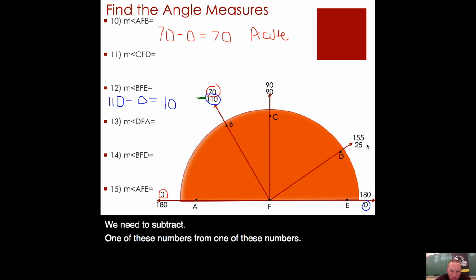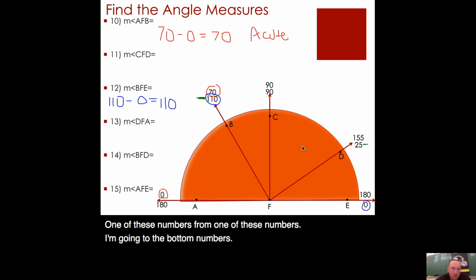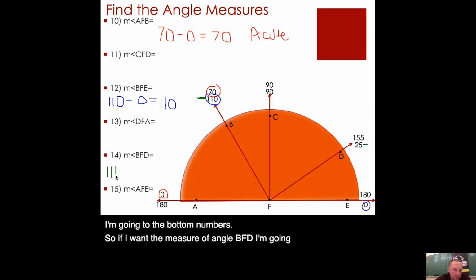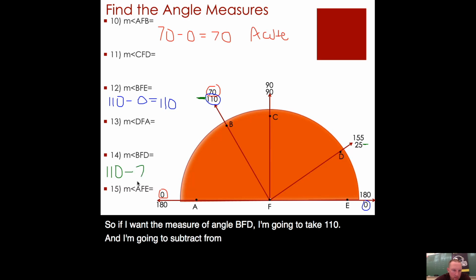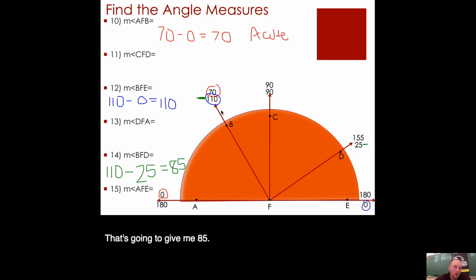I'm going to use the bottom numbers. So if I want the measure of angle BFD, I'm going to take 110, and I'm going to subtract from it 25. That's going to give me 85. That's the measure of this angle. It'll be 85. That's less than 90. So this angle is acute.